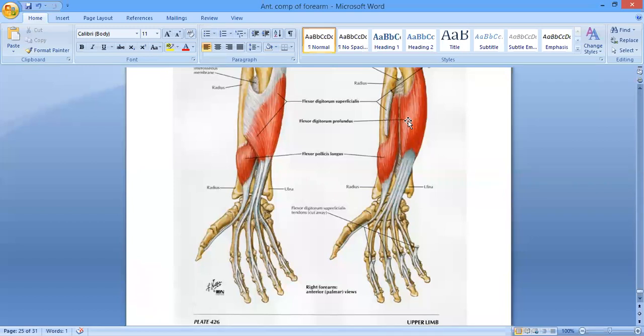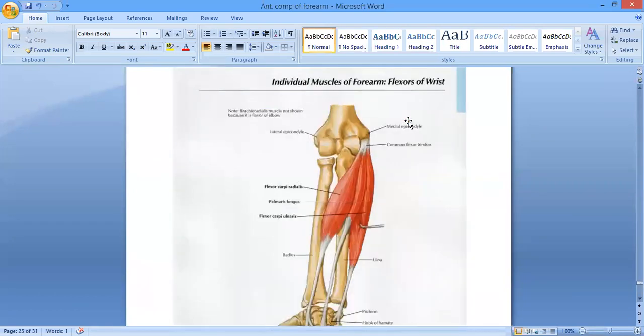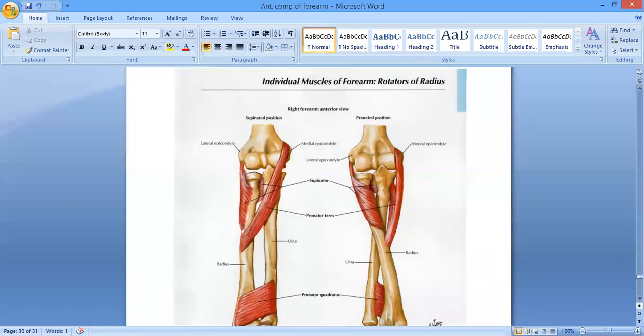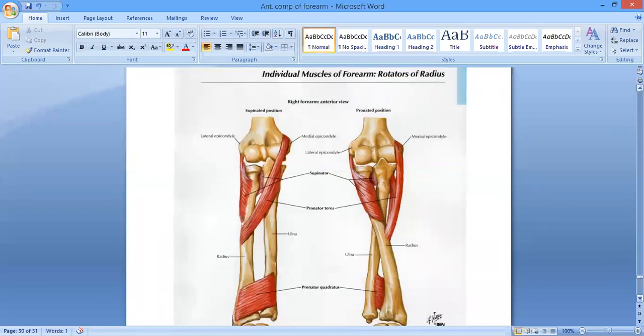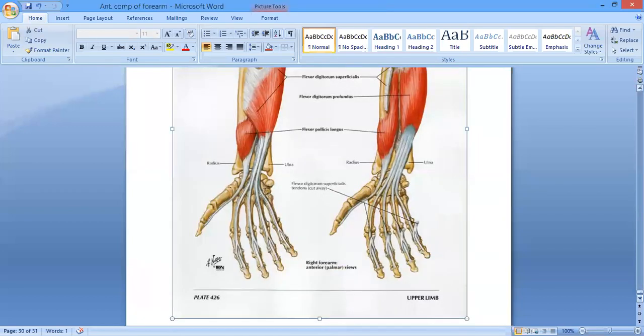Now we are left with another muscle, the pronator quadratus muscle. Sorry, I left one. I left the other one, that's the flexor pollicis longus. Sorry. The deeper group's second muscle is the flexor pollicis longus.